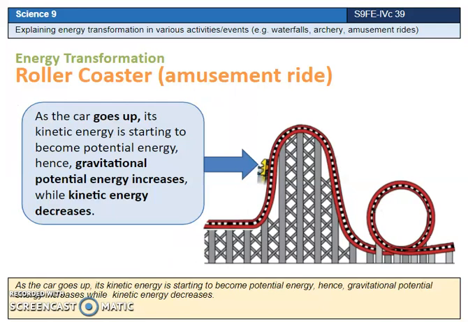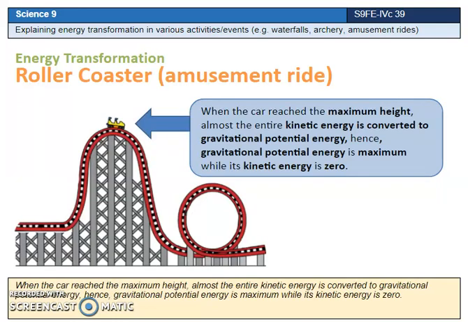As the car goes up, its kinetic energy is starting to become potential energy, hence, gravitational potential energy increases while kinetic energy decreases. When the car reaches the maximum height, almost the entire kinetic energy is converted to gravitational potential energy, hence, gravitational potential energy is maximum while its kinetic energy is zero.